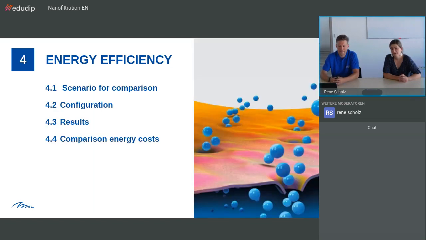Okay, so after showing you the different areas of application, we want to do one case study for one of these four advantages, and we have chosen energy efficiency. Here we want to show you a comparison between reverse osmosis and nanofiltration to see how nanofiltration compares in terms of energy efficiency. We're going to have a look at the scenario first.